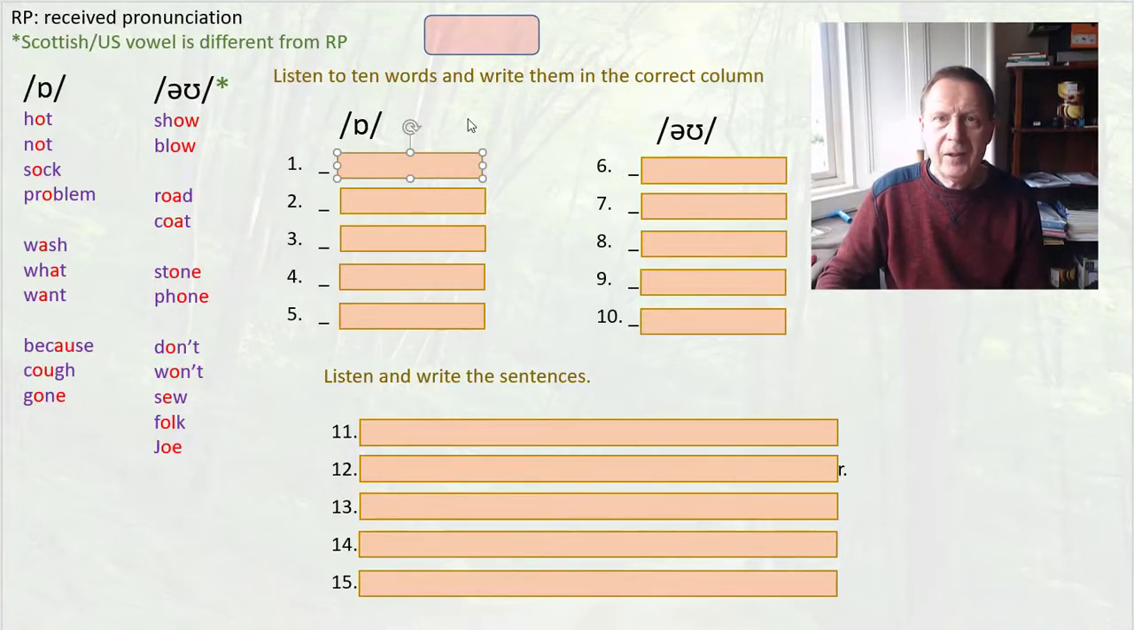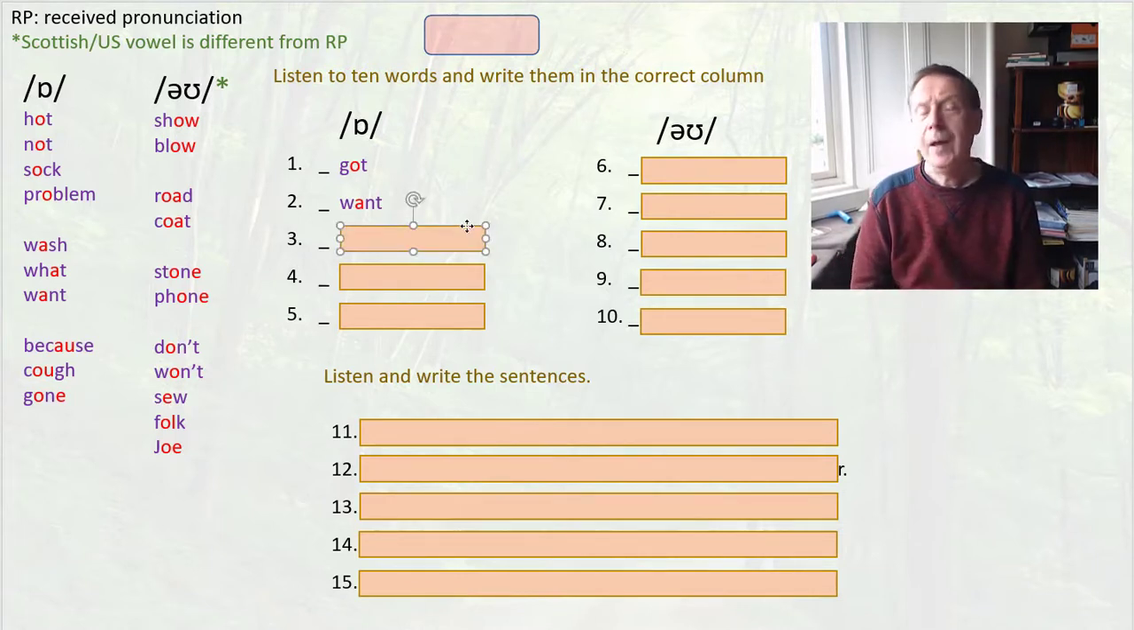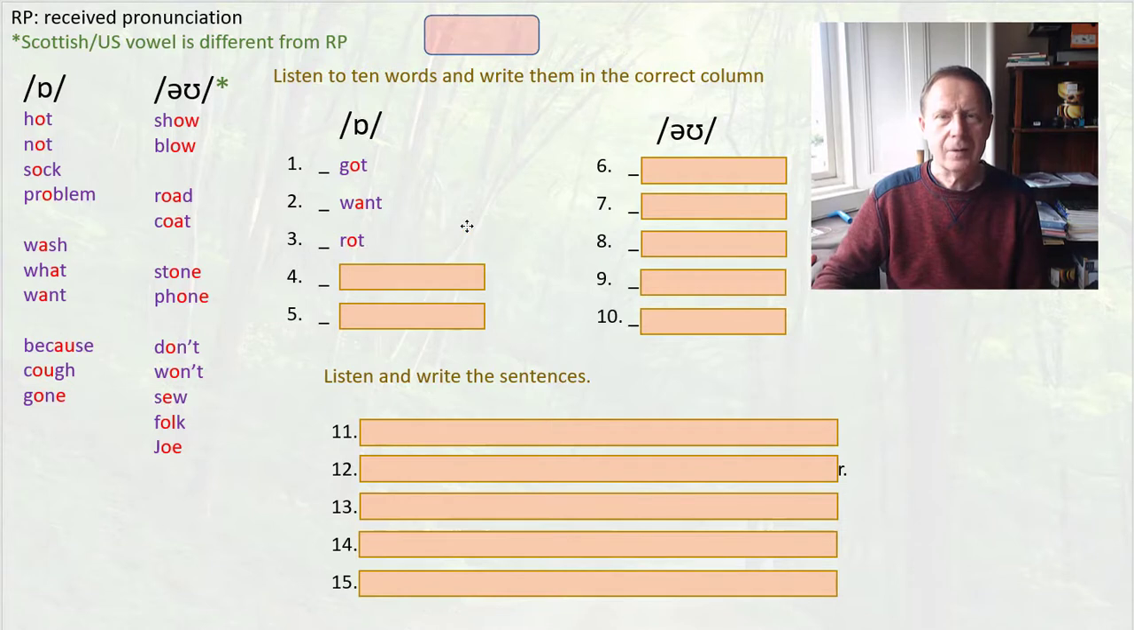So the first word in the practice exercise was got. Number 2, want. And this is one of those few irregular spellings of this sound using the letter A. Number 3, rot. Number 4, hop. Number 5, clock. And then we come to the second vowel, O.